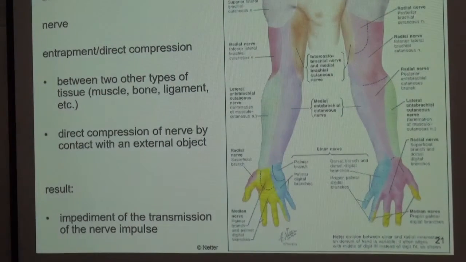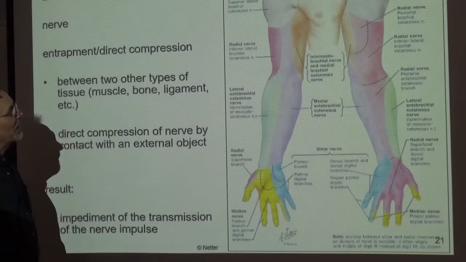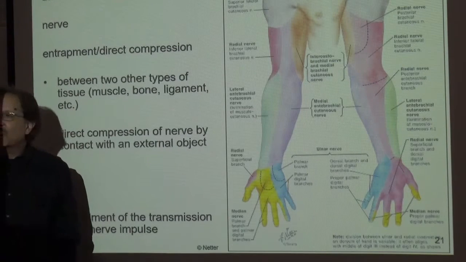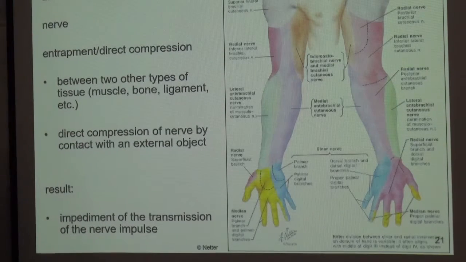Color-coded cutaneous innervation map of the nerves that pass through the subclavian or the brachial plexus. What I would like you to be aware of, there's three primary nerves for the upper extremity: radial nerve, ulnar nerve, and the median nerve.